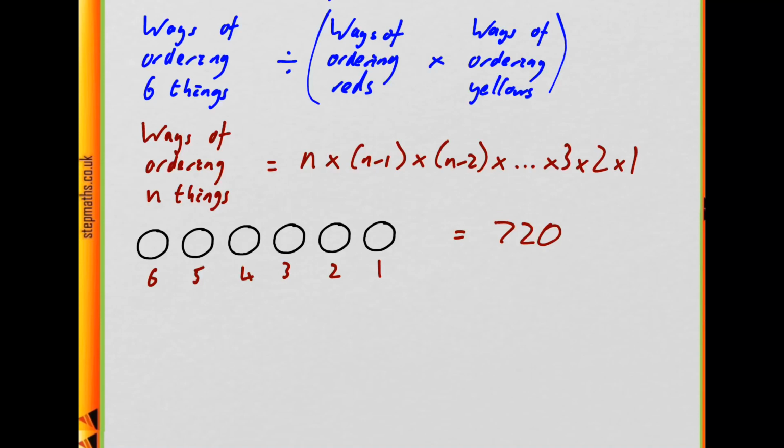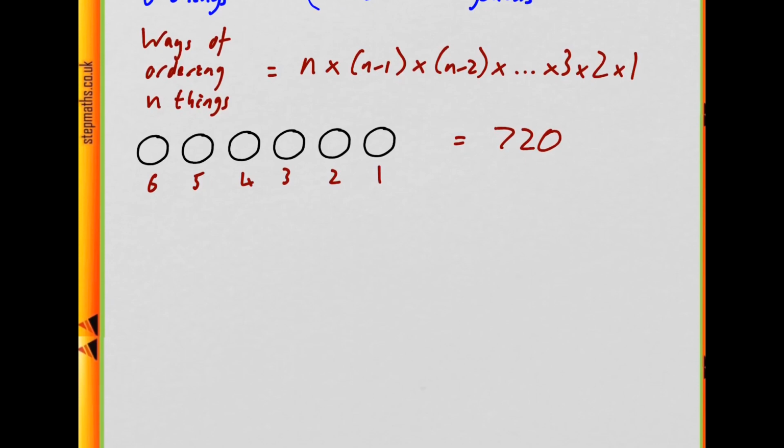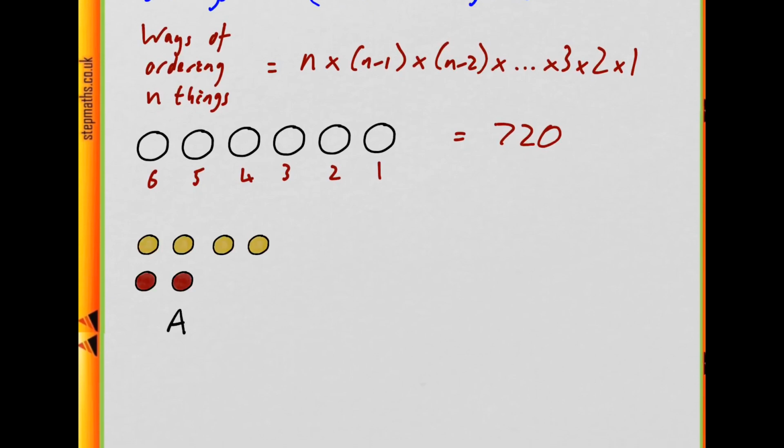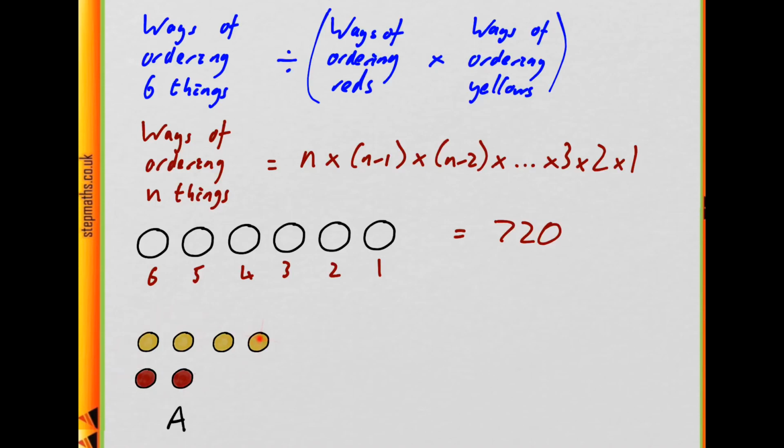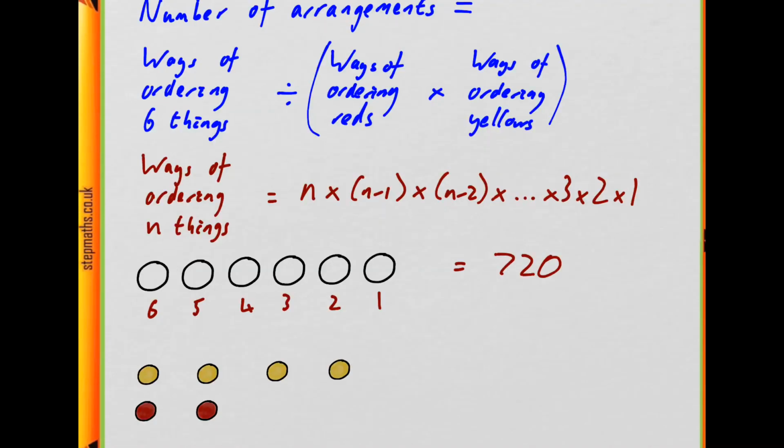So with that in mind, let's look at each of our 3 cases. So case A is where we had 4 yellows and 2 reds. And I'm saying, to count the number of arrangements, I want to count the number of ways of ordering the 6 Skittles, and then divide by something. Why do I need to divide?